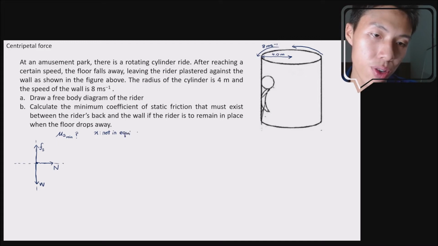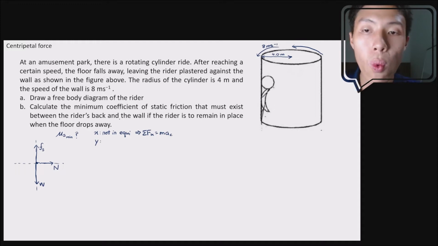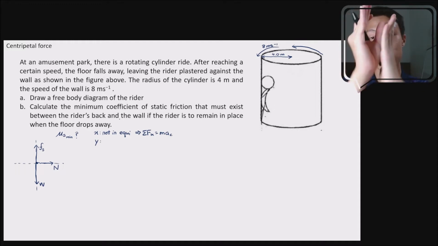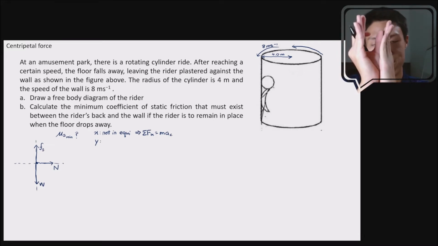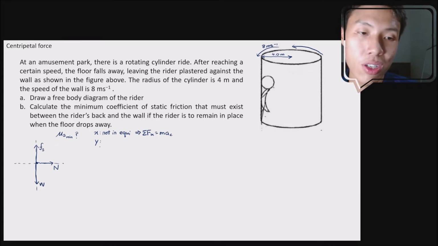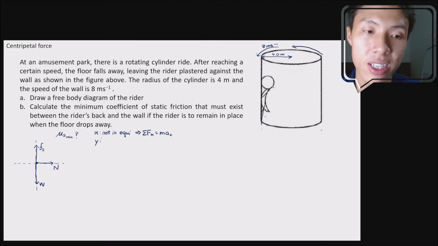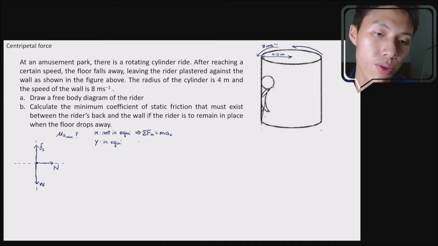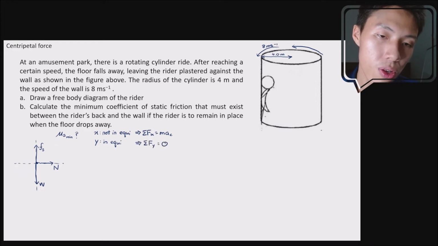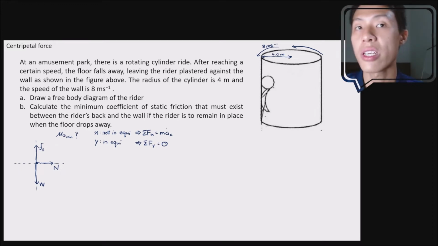So therefore, you're going to analyze it using sum of Fx equals to mass times the centripetal acceleration. For the y-axis, you want the rider to remain in place. You don't want it to slide down to the floor. Definitely it will not be sliding upwards. So therefore, it will be at rest in this axis. We can call it to be in equilibrium. That's why sum of Fy equals to 0. So we picked our equation already. We are done with step 3.